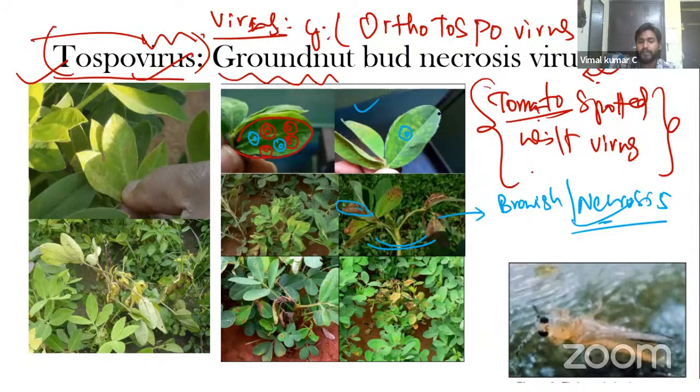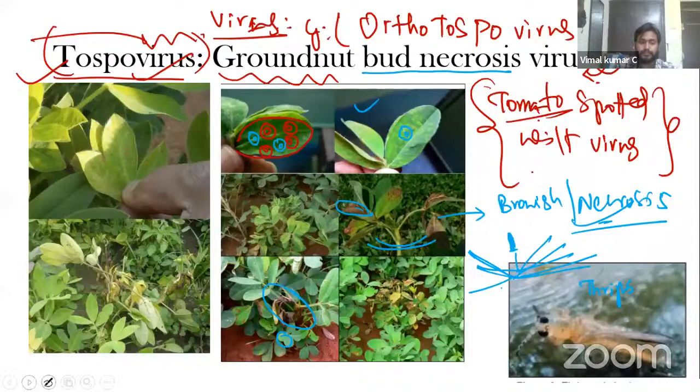Then, as the name indicates, bud necrosis means whatever the flowering buds are there will be infected. If the terminal bud is infected, the lateral shoots will be increasing, right? Here you can see the tikka is also there, but the prominent symptom here is the death of the twig, the terminal twig. It is because of groundnut bud necrosis virus, right? So these are the key symptoms by which you can identify it, and it is transmitted through thrips. That is the key important character with respect to orthotospovirus, right?